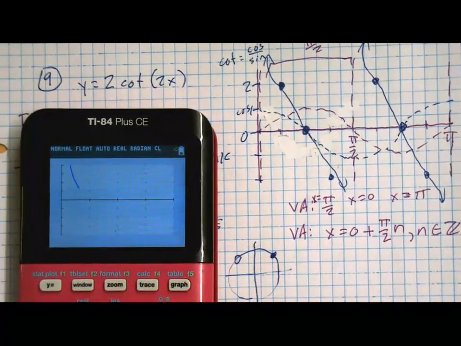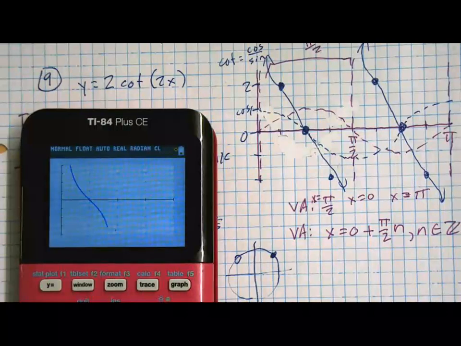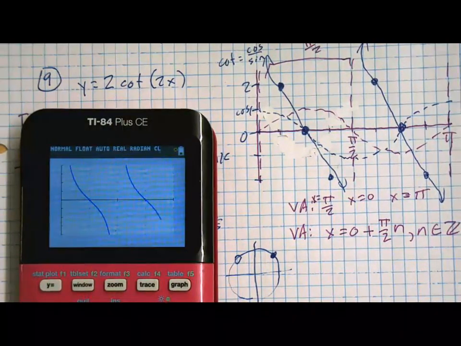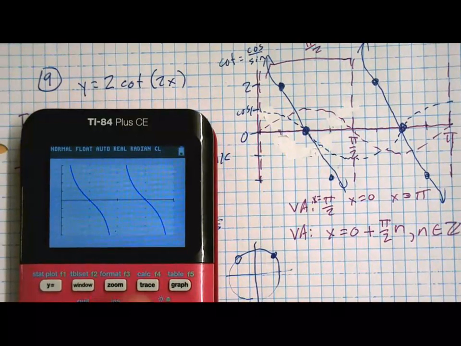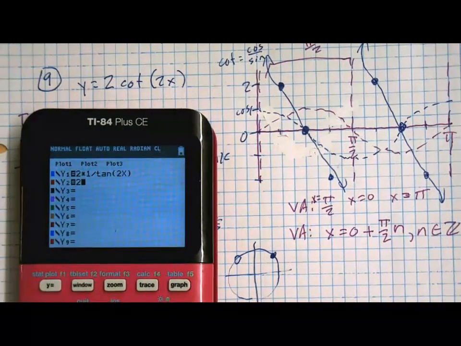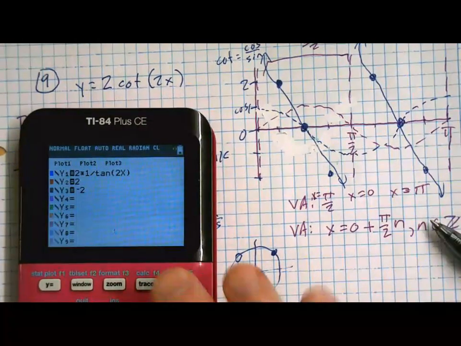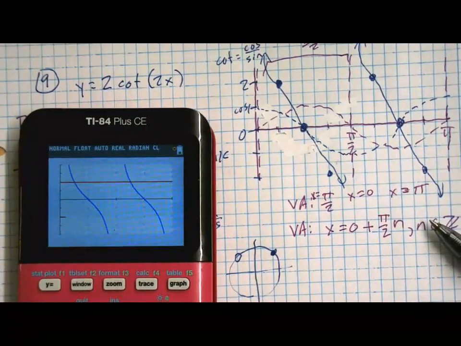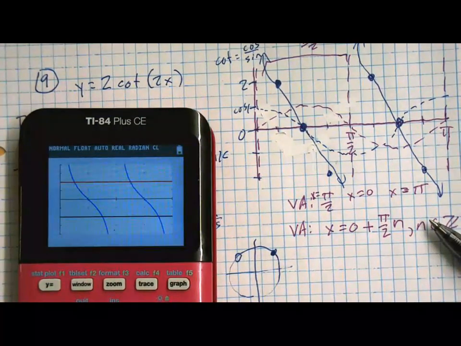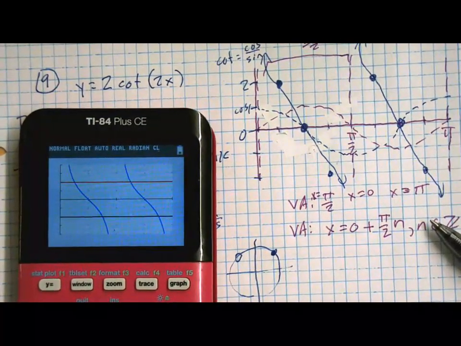Let's see if that matches. Yeah, it's looking pretty good. If I wanted to be even more confident, I might graph y equals 2 and y equals negative 2 and see if I'm hitting these points at the right place. Looking good. All right, what else? What other questions y'all have?